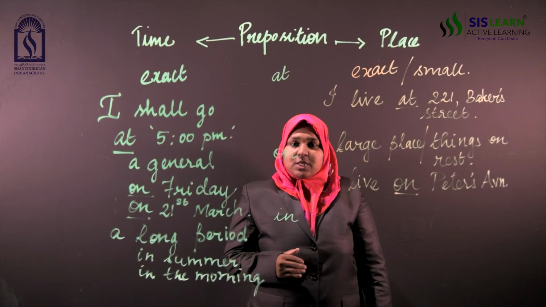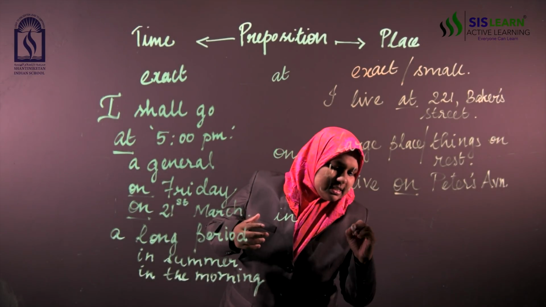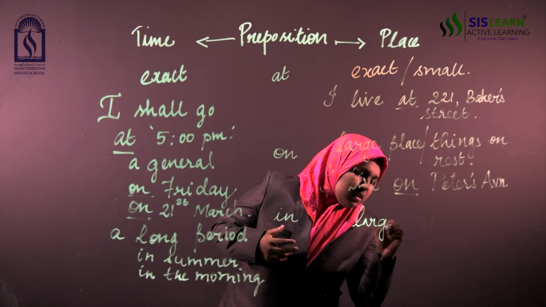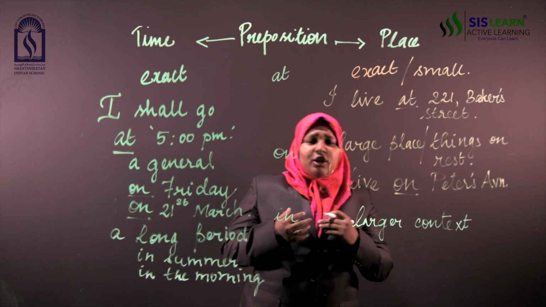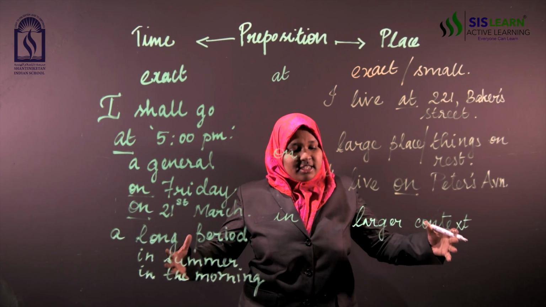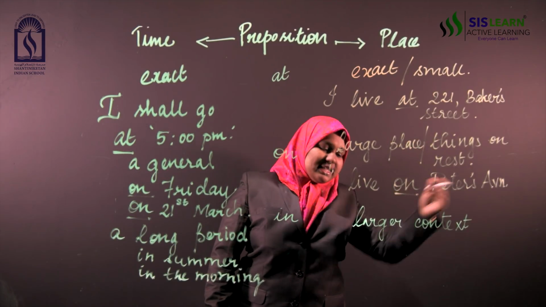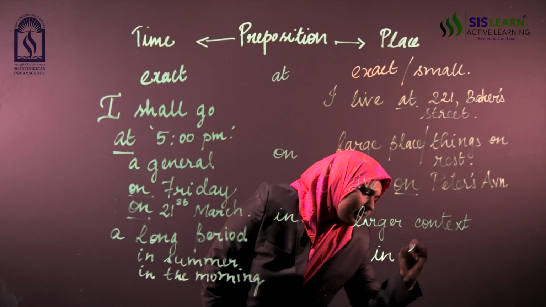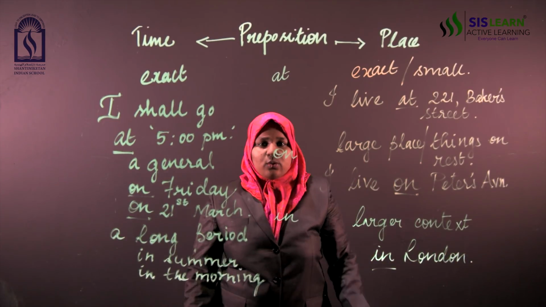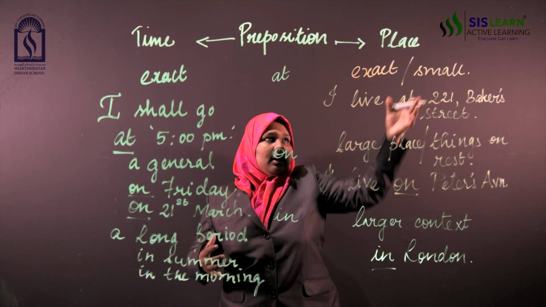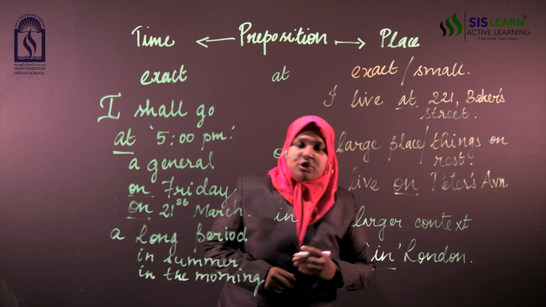Now talking about the last preposition, in, in relation to place, it gives you a larger context, where you can include cities, countries, continents, etc. So I live at Baker Street on Peters Avenue in London. So here London, as we know, is a big place compared to Baker Street and Peters Avenue. So we use the preposition in.